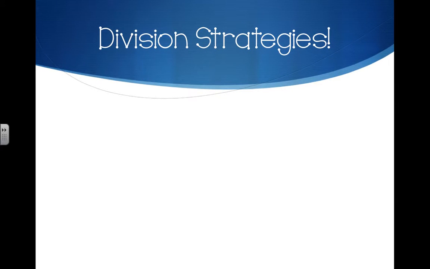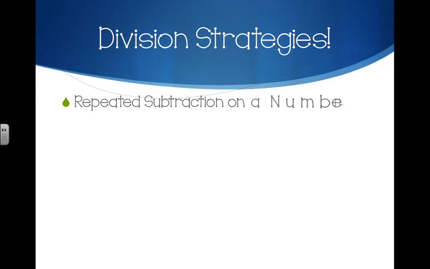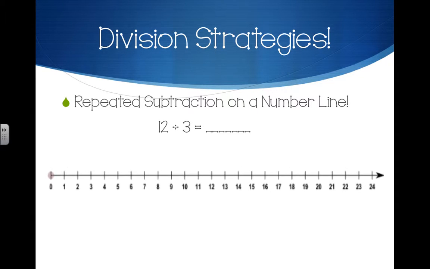Now, let's do some division strategies. The first one we're going to work on, repeated subtraction on a number line. Here's our equation. 12 divided by 3 equals blank. Here's the exact same number line that we saw on the problem before. This time we're going to start off a little bit differently. Whenever you're doing division on a number line or using repeated subtraction, you start with the largest number, in this case 12, and you subtract 3, in this case, until you get to 0.